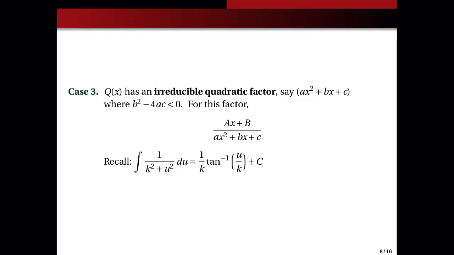For example, let's have this: 2x squared minus x plus 4 over x cubed plus 4x. So you want to integrate that. Take note, numerator degree 2, denominator degree 3. So this is still a proper rational function, so we don't need to do long division.